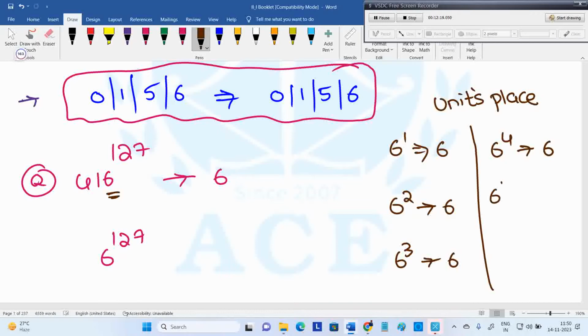How else can you write this? 6 power 4 is 6 square into 6 square, sir. 6 square means units place is 6. 6 into 6 is 36, and units place is 6.